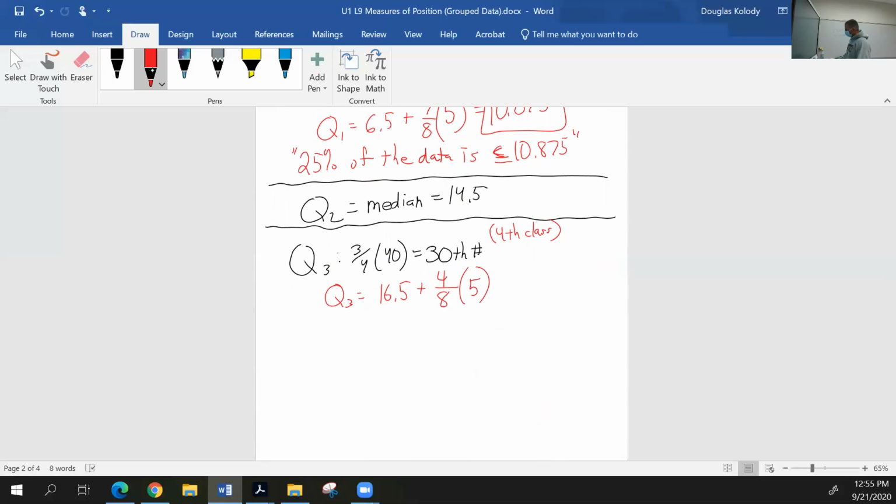So everybody, that is what is going on right there. Of the 8 available numbers in the 4th class, I only need 4 of them to get to the 30th overall number. I hope this is starting to make a little bit more sense right now. And what I get is actually a nice pretty number, 19. And what could I say for my verbal? I could say that 75% of the data is less than or equal to 19. Congratulations, we just found all the quartiles.